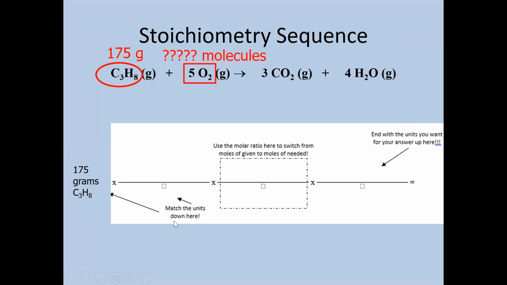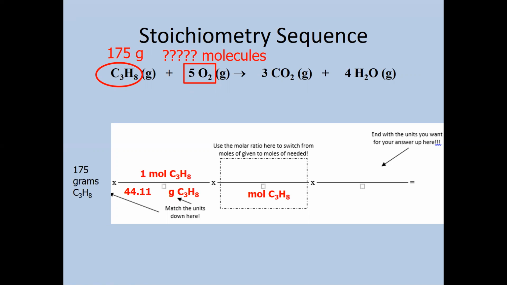What unit am I going to put down here at the bottom of my conversion factor? I'm going to put grams of C3H8. How many grams of C3H8? I'm going to look on my periodic table. I'm going to get my molar mass, which is 44.11. What is equal to the molar mass? What am I going to put on the top? 1 mole. 1 mole always goes over molar mass. Now I've got moles of C3H8 up on the top. That means I have to have moles of C3H8 down here at the bottom.